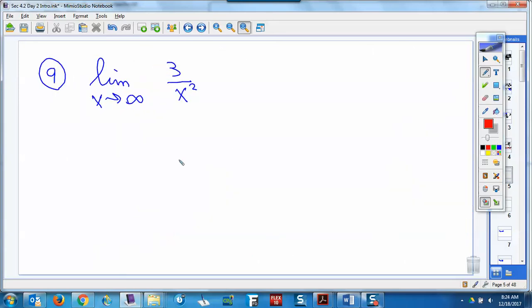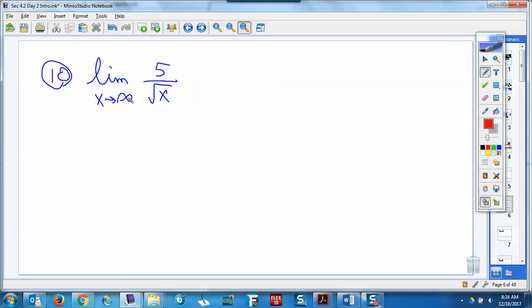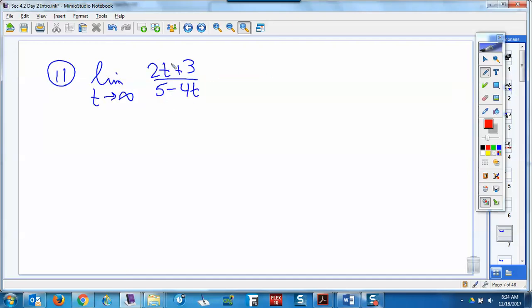Okay. So I think I maybe just have them all written down here. So let's go. We can just quickly go through this. So what do you have for 9? 0. 3 over a really big number going towards 0. 5 over a really big number. Even though you square root it, it's still really big, right? And so that is 0. 11 as t goes to infinity.